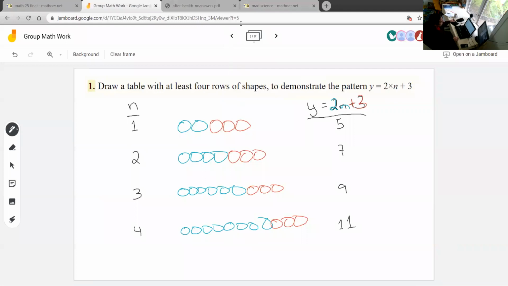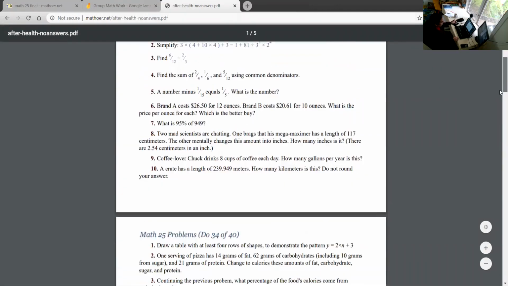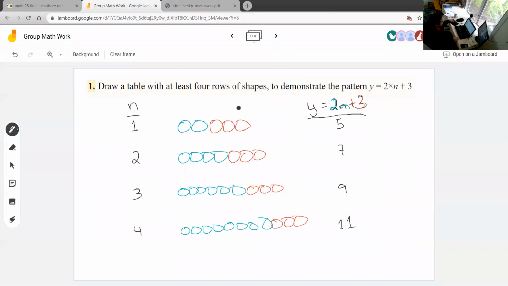The first problem that's really a Math 25 problem was to do the pattern y is 2 times n plus 3. So we just did that, counting the 4 rows, because it says 4 rows. What is 2n plus 3? 2 times 1 plus 3 is 5, 2 times 2 plus 3 is 7, and so on. And then it wanted us to make some shapes. Since I like colors, I made blue for the 2 times n and red for the plus 3. You don't have to do colors.